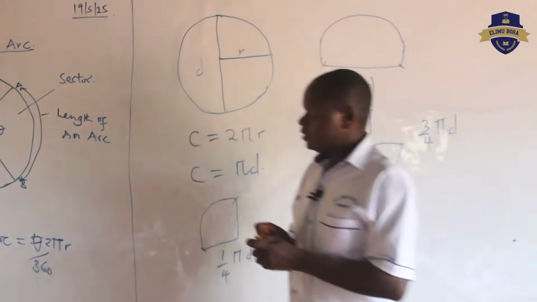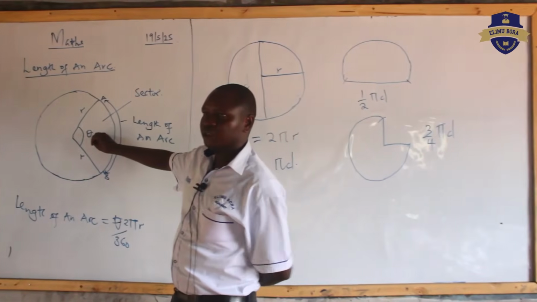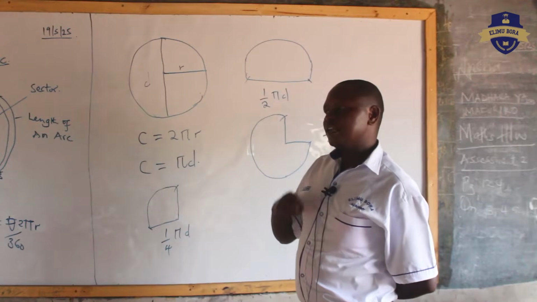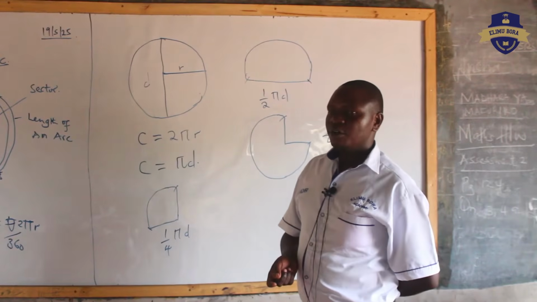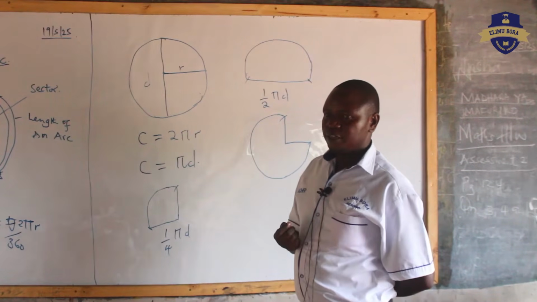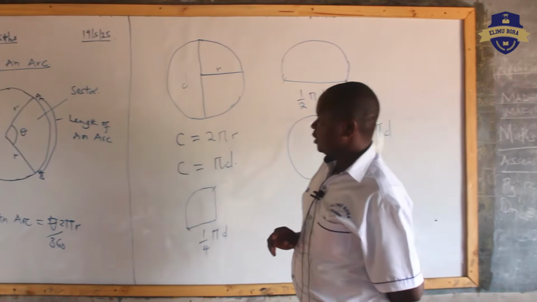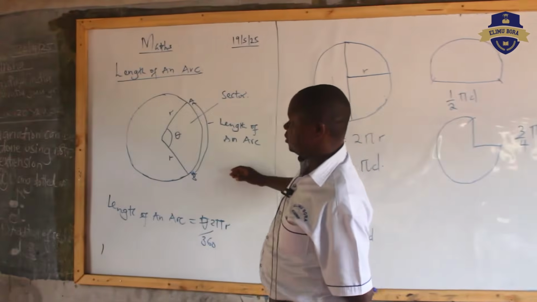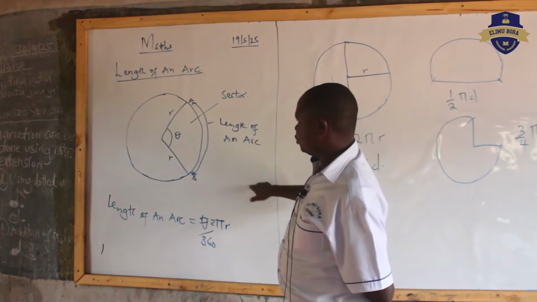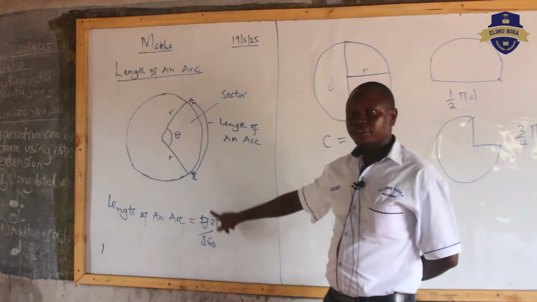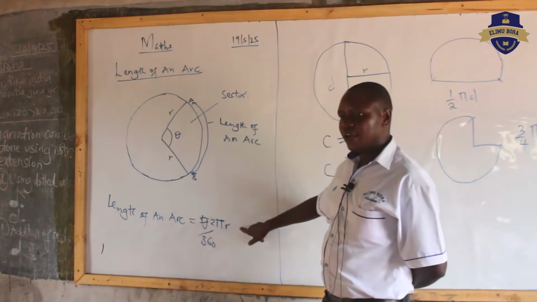Now for our case today, we are not going to use these formulas because we are going to have some parts of the circle or portion that maybe their fraction is less than a quarter or less than 1/8. Are we together? So for us to get the length of arc in such scenarios, we are going to use this formula: theta over 360, 2 pi r.